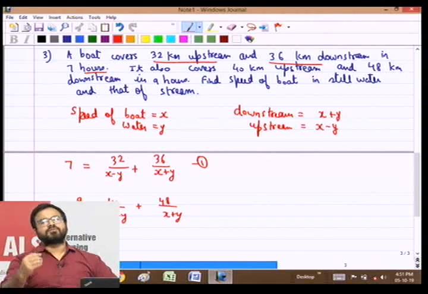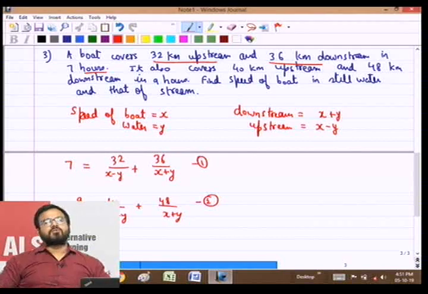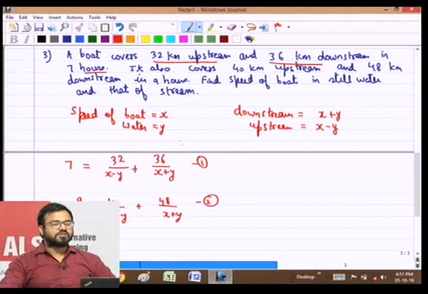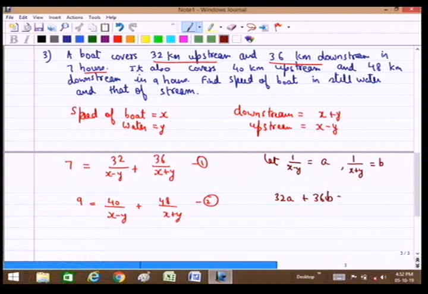So what we have to do is just solve these two equations. Now these equations are reducible to a simpler form. So we can consider, let 1 upon x minus y be equal to a and 1 upon x plus y be equal to b. So your equations will become 32a plus 36b is equal to 7 and 40a plus 48b is equal to 9.